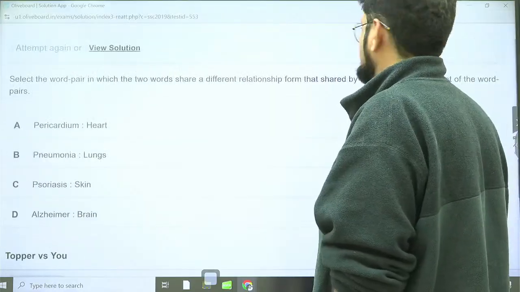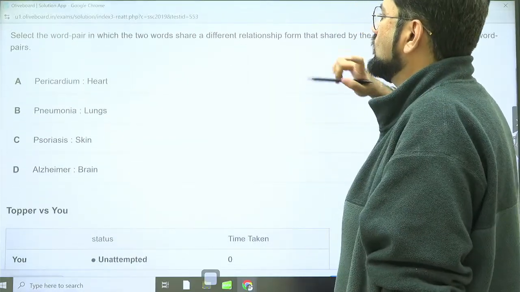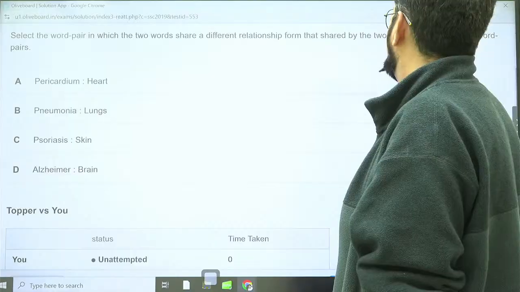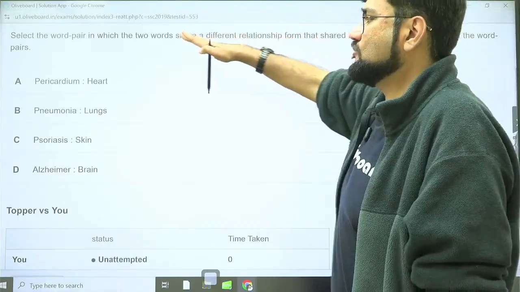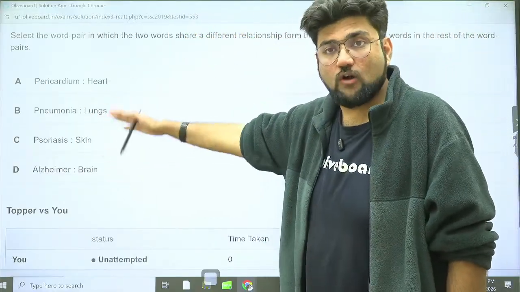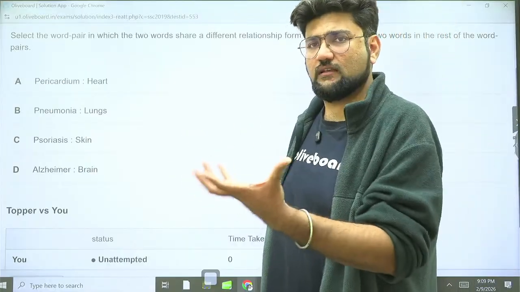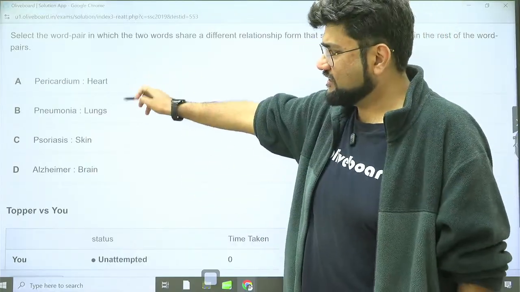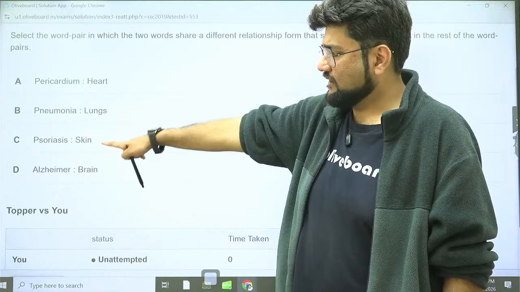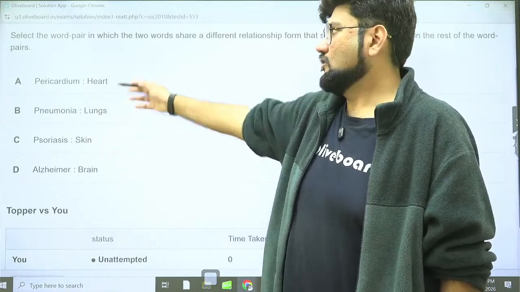Next. Okay. Word pair in which 2 words share a different relationship from that shared by the 2 words in the rest of the word pairs. So basically we are looking for the odd word pair, odd one out. Okay. Pericardium, heart. Pericardium is the outer covering where the heart rests. Pneumonia is a disease of the lungs. Psoriasis is a disease of the skin. Alzheimer's is a disease of the brain. Option A is the odd one out.